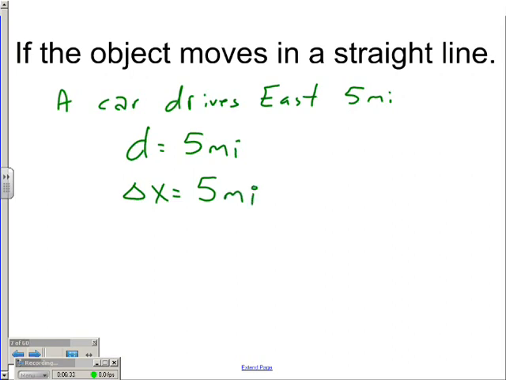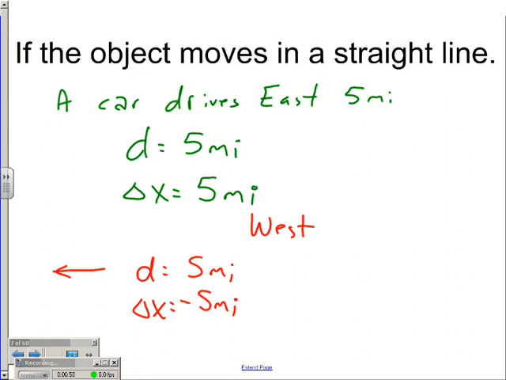All right? But what if we'd had our object going west instead? If we had the exact same thing, but it was driving west, then what that would do is this. Our distance would still be 5 miles, because the path of the line the object follows is still going to be 5 miles long. But our displacement now, because west is in a negative direction, becomes negative 5 miles. Okay? So, as long as your object is moving in a straight line, your distance and displacement are going to be the same number. The only difference is your displacement might be negative if you're moving in a negative direction.